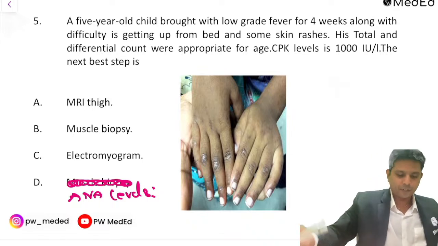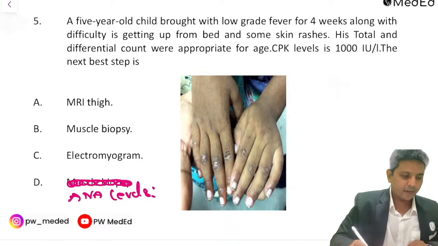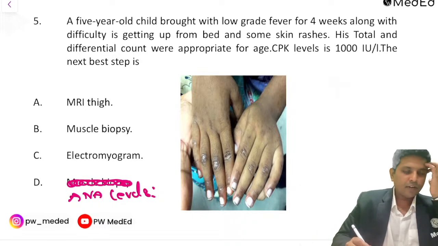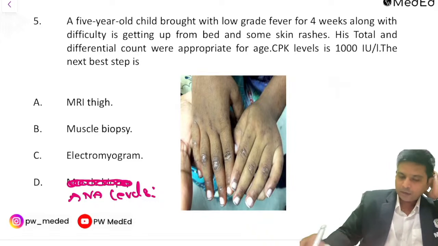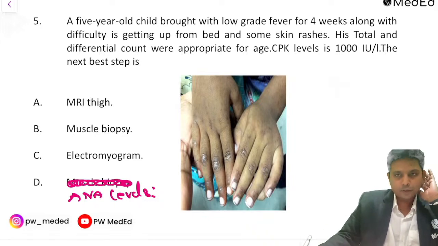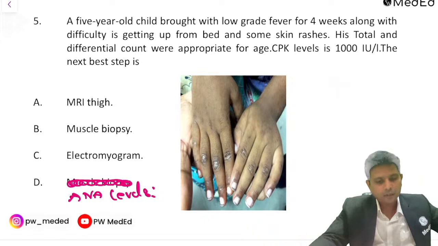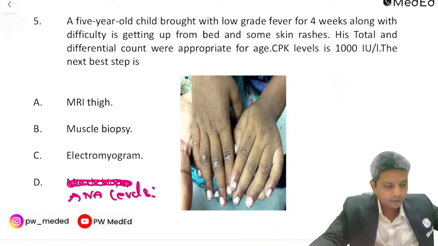Okay, let me proceed. So this child has JRA, juvenile rheumatoid arthritis, but it should be called JIA, my dear boy. It is called juvenile idiopathic arthritis. So the correct term is JIA.